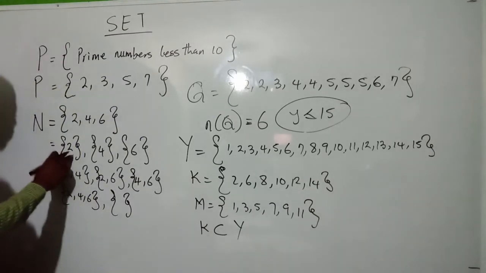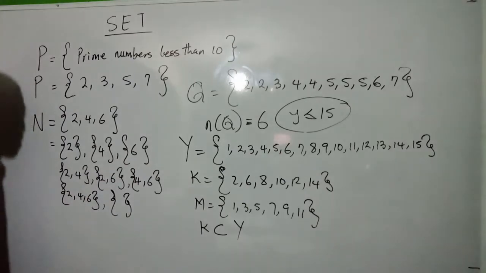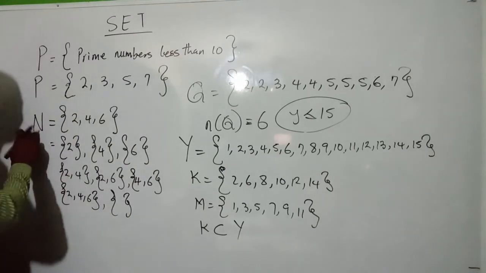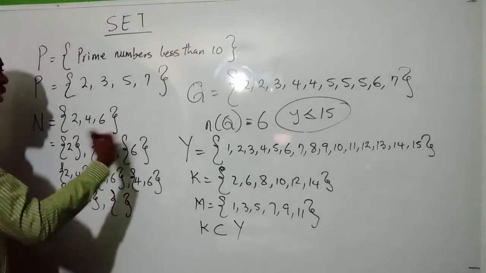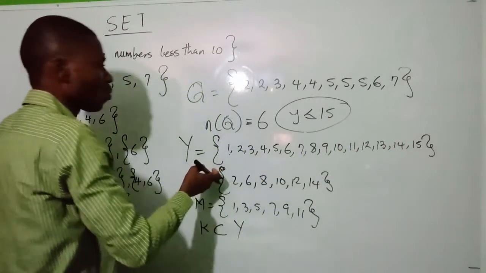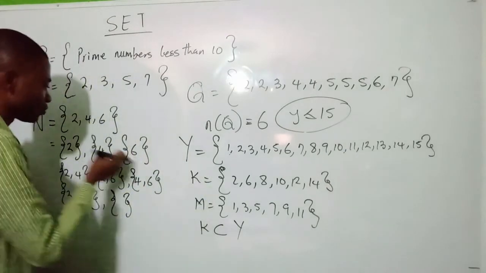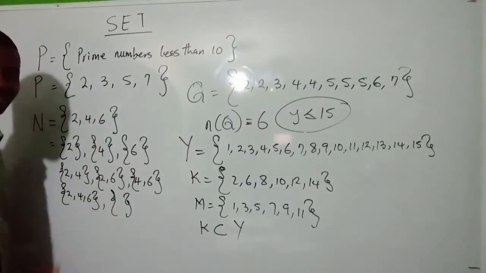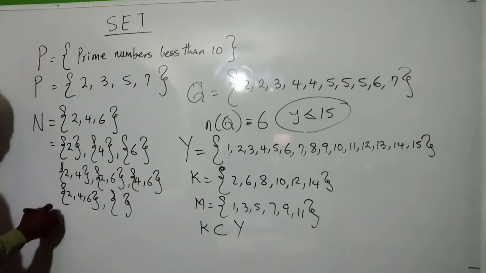So how many do you have? 1, 2, 3, 4, 5, 6, 7, 8. So we have 8 subsets. Set N has 8 subsets. Now, if I don't want to list all of this out, and the question says, what is the number of subsets contained in set Y? Will I start to list them like this? There's a formula we use in getting that.